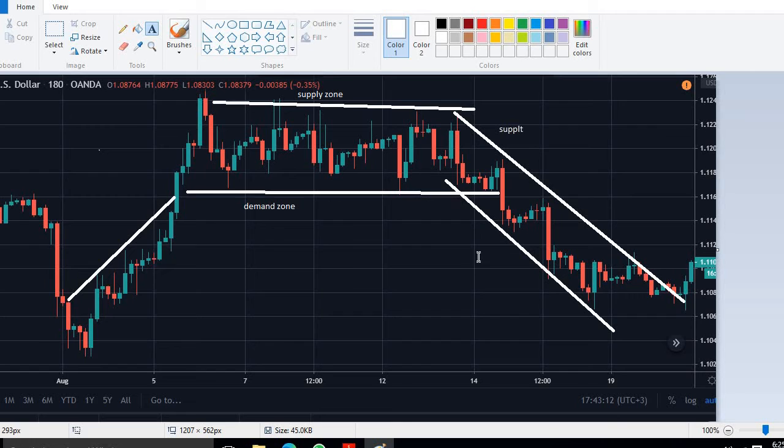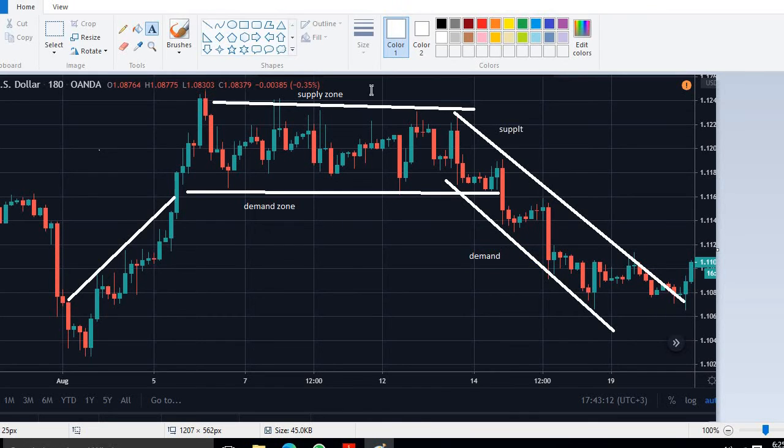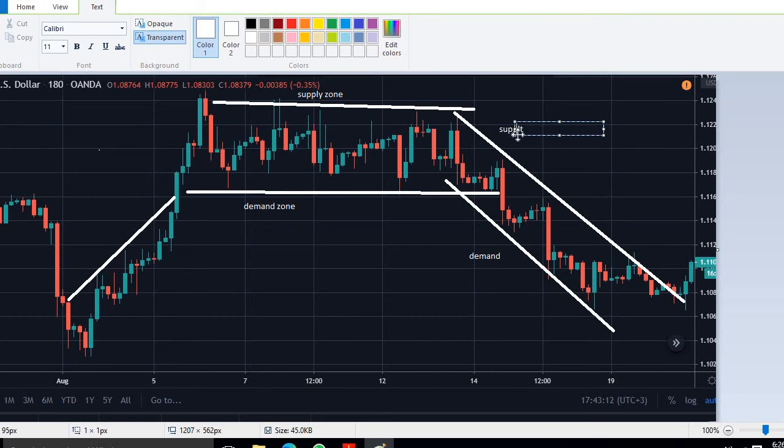Right, let me put a text here. Your demand zone. Let me fix this right here. I'm trying to fix this. It's giving me some problems, but you get the point. I'm trying to fix this supply zone site.